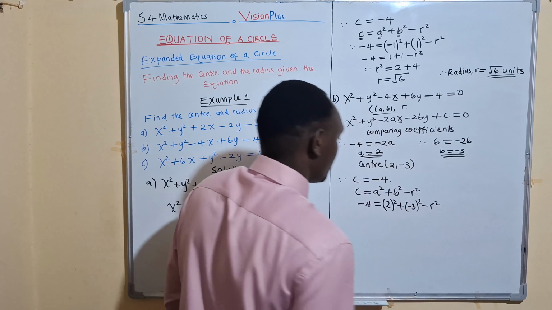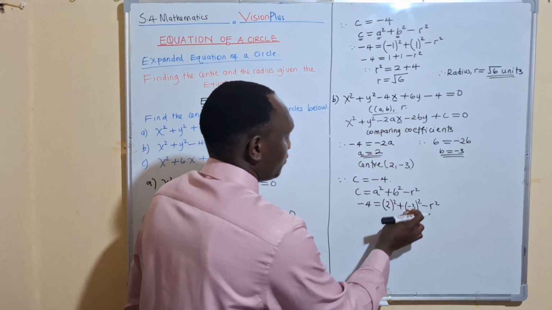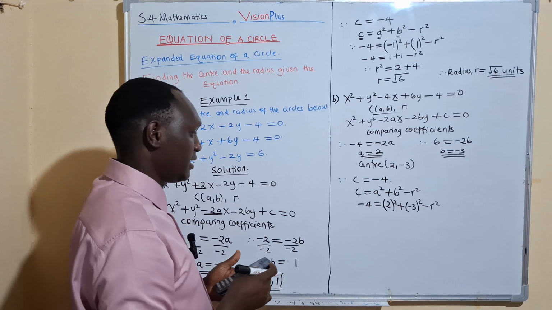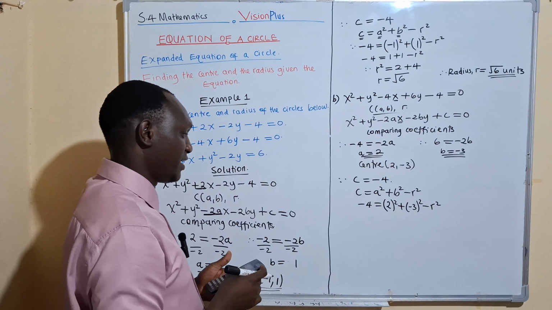Here I'm not going to waste time, I'm just going to say the value of r, because we're going to square 2, square negative 3, carry them to that side of the equation, divide by negative 1 and find the answer. But let me finish it.